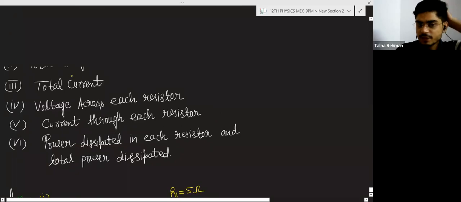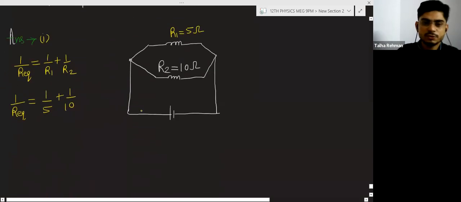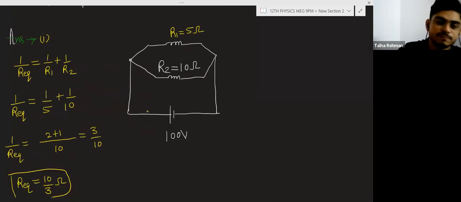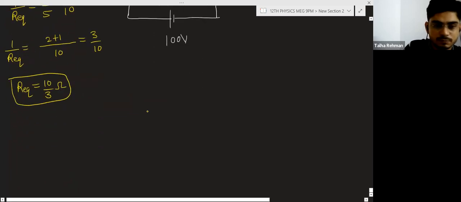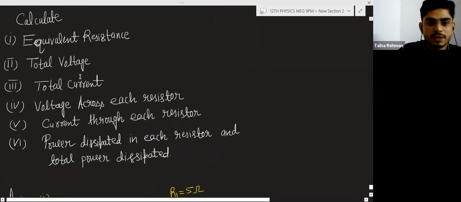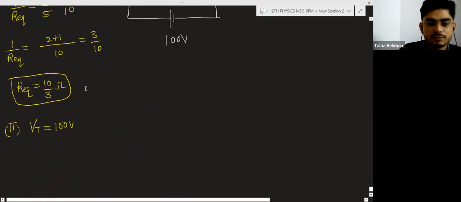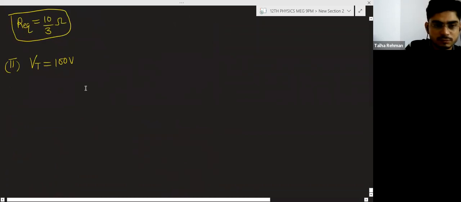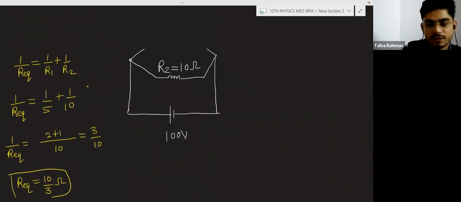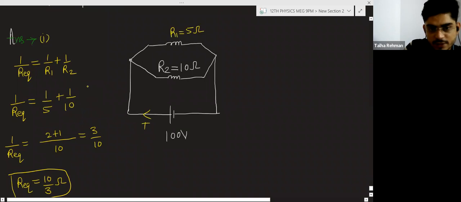Secondly, they are asking the total voltage. The total voltage is 100 volt. Simple. They are asking the total voltage, V suffix T. Total voltage is 100 volt. They are asking total current. Third part. Total current is I in this circuit. Total current is this I.